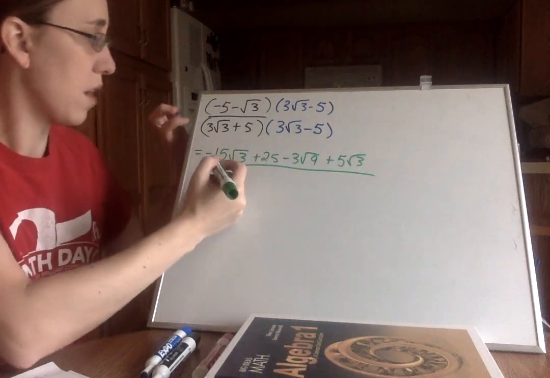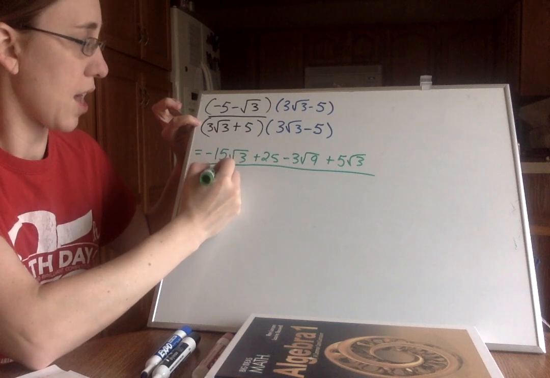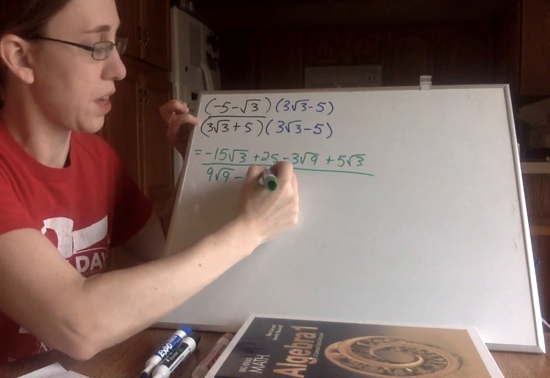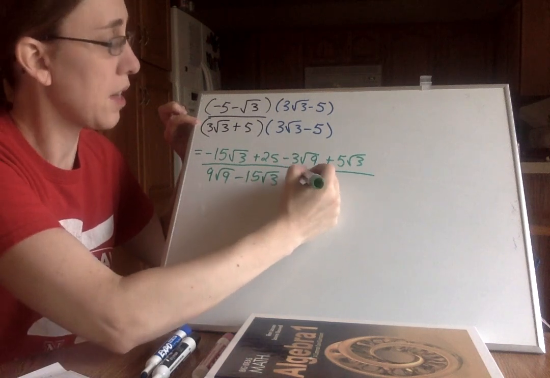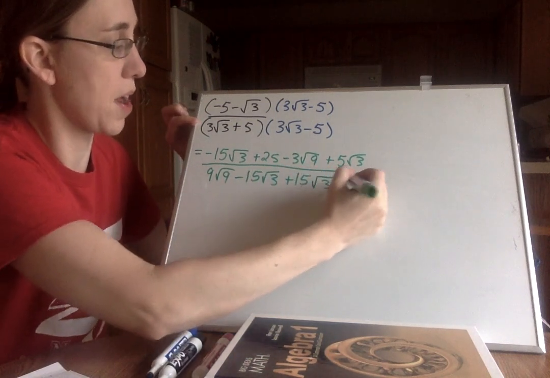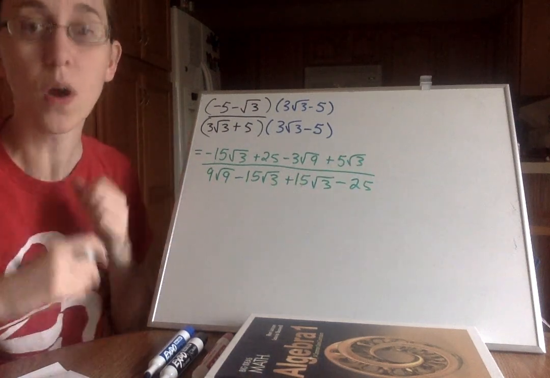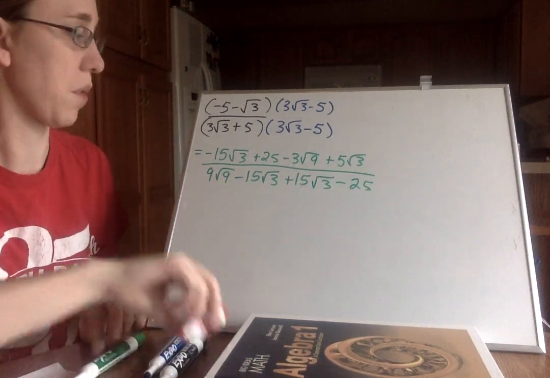In the denominator, we're going to get 9 square root 9 minus 15 square root 3 plus 15 square root 3 minus 25. Once again, we got some perfect squares, we got some like terms. So it looks weird, but it does simplify.